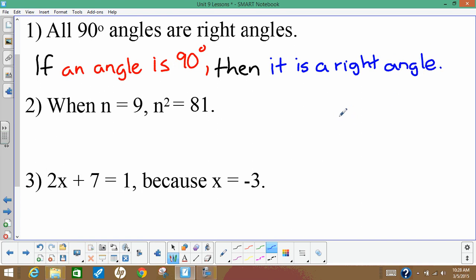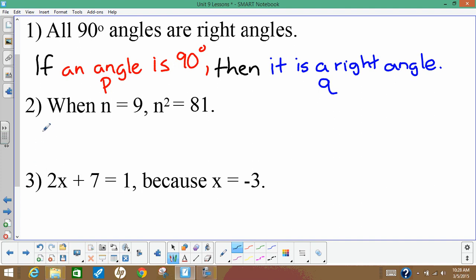So the original statement had a conditional feel to it. It means if an angle has 90 degrees, it's a right angle. We've just put it in the conditional form. And again, an angle is 90 degrees is our P. It is a right angle is our Q. So if we were to write it in symbols.